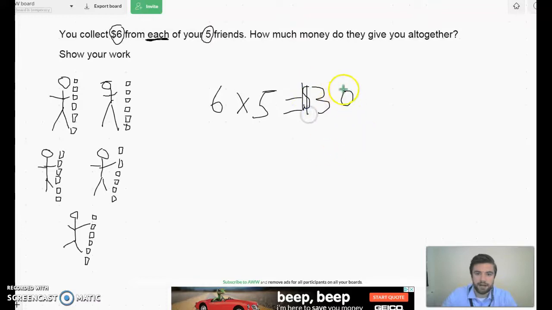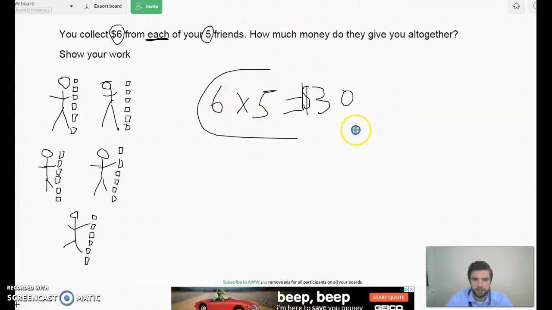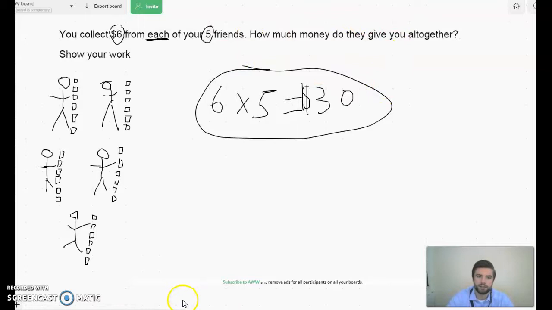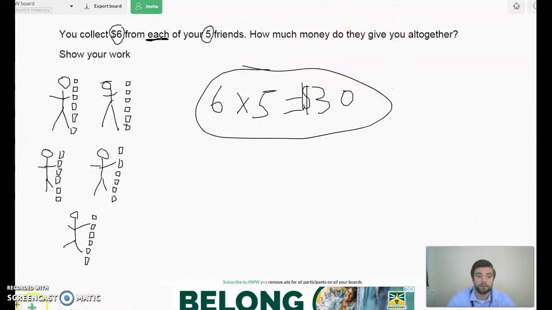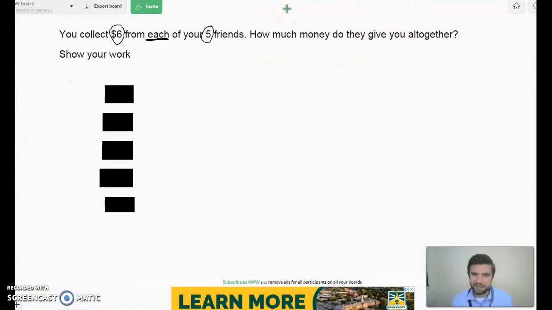Draw our little dollar sign there. So our final answer is 6 times 5 equals $30, because $6 from 5 people equals $30. That's how you could do this problem one way, by drawing a picture. Let me show you another way, by drawing an array. So remember, we're going to stick with the same problem, we're just going to solve it a different way.